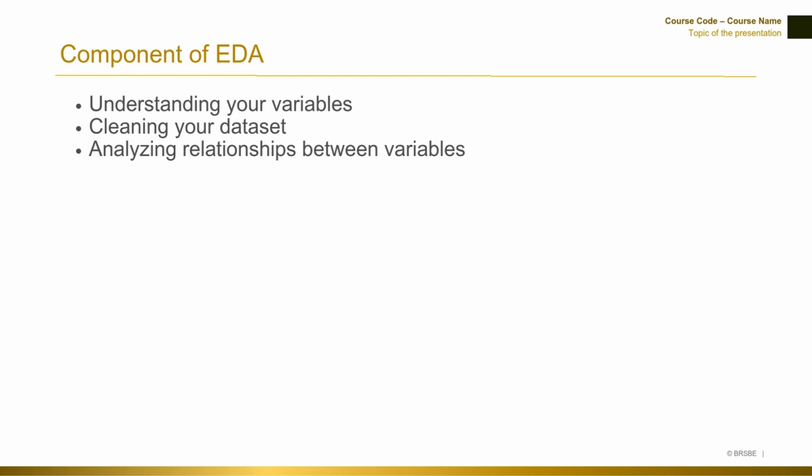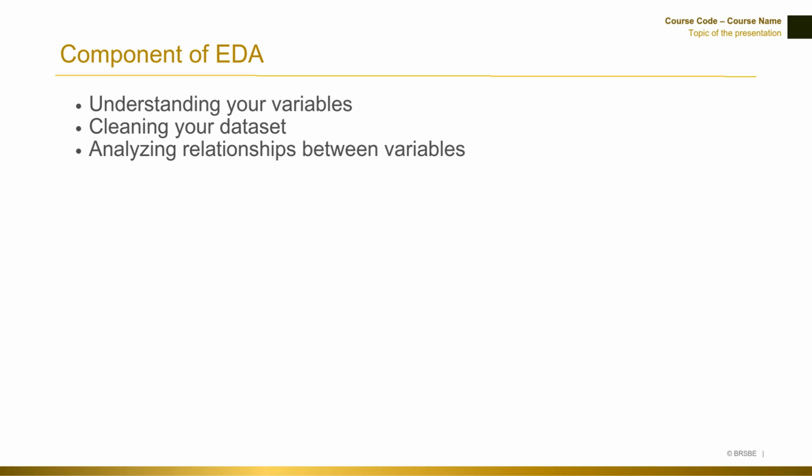Next is data cleaning. This process includes identifying and handling missing values, correcting inconsistencies, and removing duplicates or irrelevant data points. Next is analyzing relationships between variables. This can include examining correlations, dependencies, and potential causal relationships.